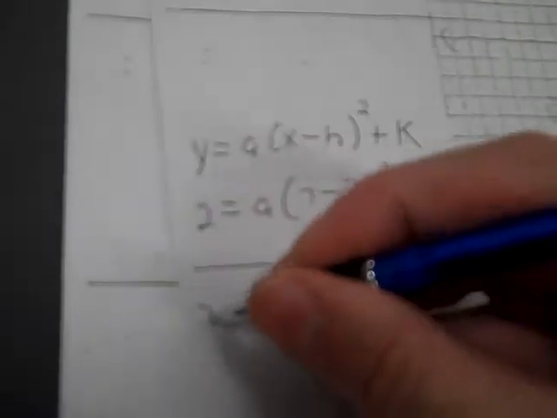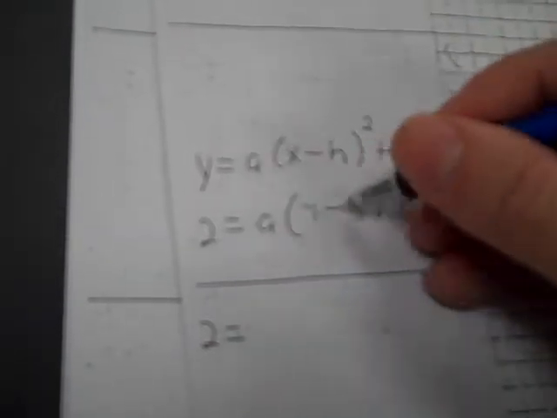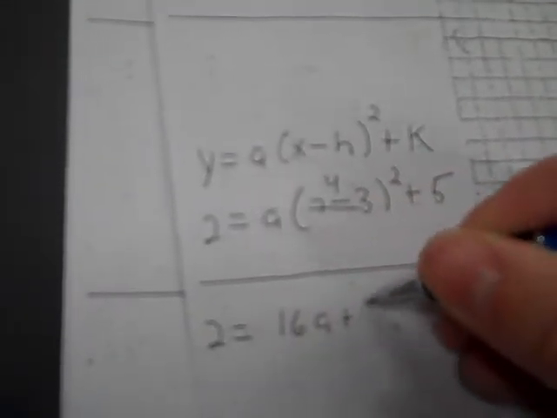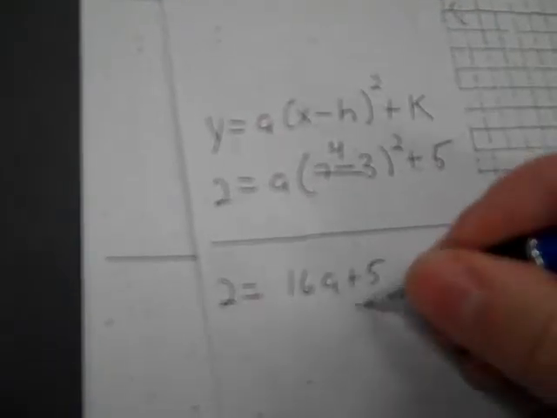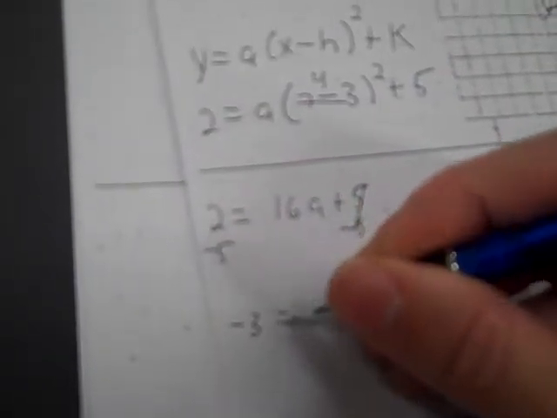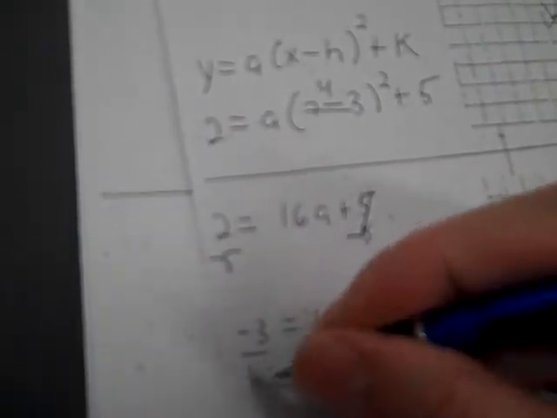Now you have to simplify the right side. So 7 minus 3 is 4, and 4 to the second power is 16. Now a times 16 is 16a, and then plus 5. So then I subtract the 5. 2 minus 5 is negative 3, equals 16a. Then I divide by 16, and negative 3/16 is your a value. And that is the equation of that graph.